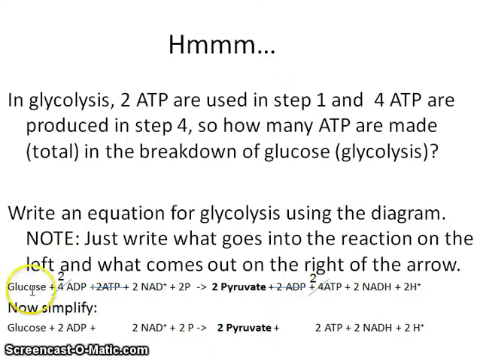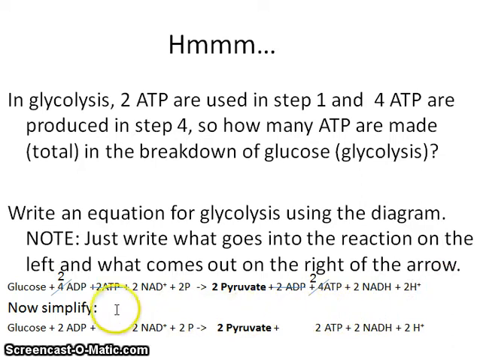Now, if you dissected glycolysis and wrote down the things that go in and the things that come out, this is what you would end up with. Glucose goes in, 4 ADP also go in, and 2 ATP, 2 NAD+, and 2 P, which are phosphate groups. It yields the products 2 pyruvate, 2 ADP, 4 ATP, 2 NADH, and 2 hydrogen ions. Now if you simplify this equation, and you cancel out what you can.